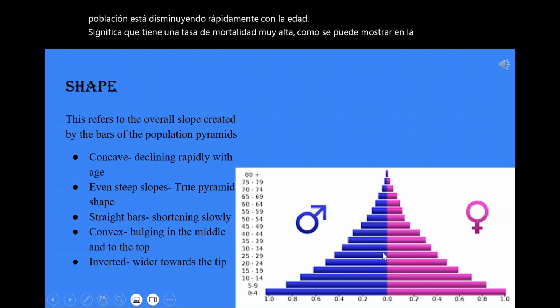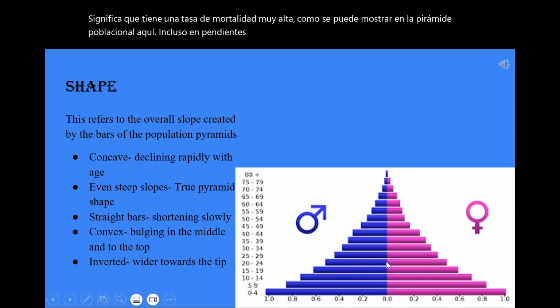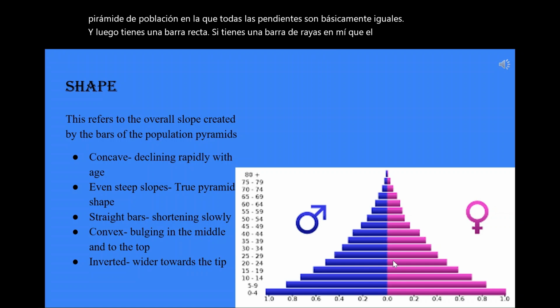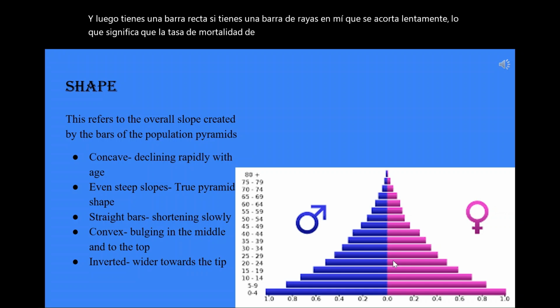Even steep slopes. This is a true population pyramid shape where all the slopes are basically even. And then you have a straight bar. If you have a straight bar, it means that it is shortening slowly, meaning that the death rate is slow, and the population is declining at a slow rate. If you have a convex shape, meaning that there's a bulge in the middle and at the top, and if you have an inverted shape, it means that it gets wider towards the top, which means that the death rate is very, very low in that country.